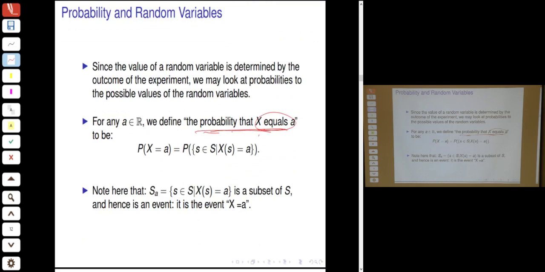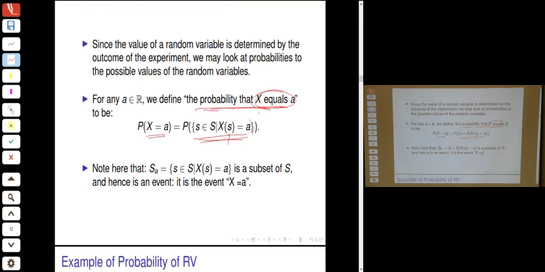Okay. So if you think in terms of sets, you just list all the outcomes of your experiment such that your random variable applied to those outcomes equals a. So you take the set of those outcomes and you take the probability of that set, the probability of that event. Okay. So this is an important kind of event.